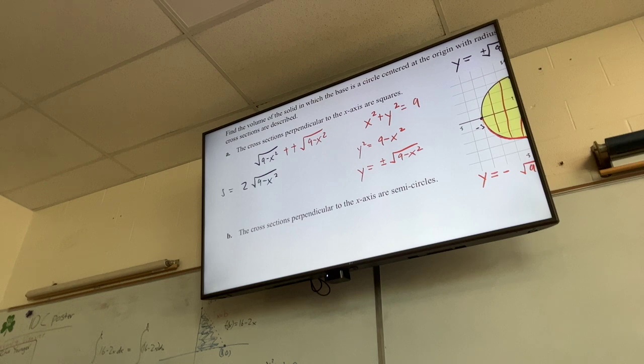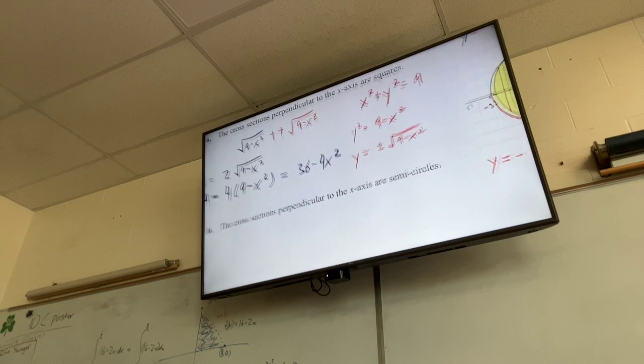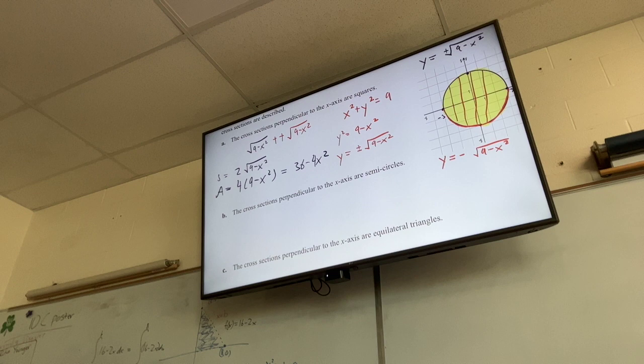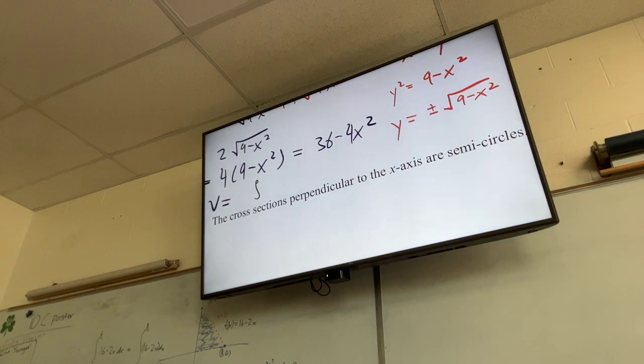Okay. How am I going to get the area then? Going to square that, so it's going to be 4 times 9 minus x squared, which equals 36 minus 4x squared. All right, and then how am I going to get the volume? Yep, I'm going to add up all the areas. So integral from -3 to 3 of 36 minus 4x squared.